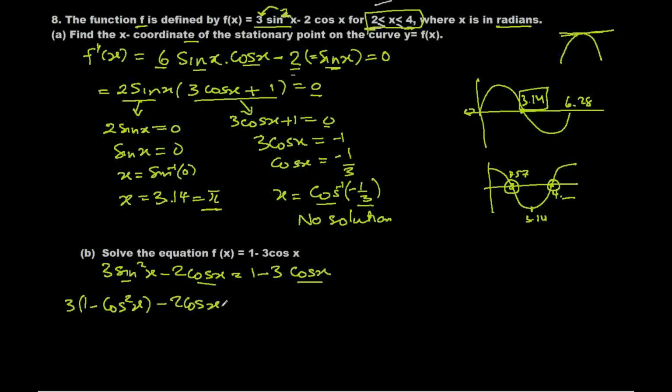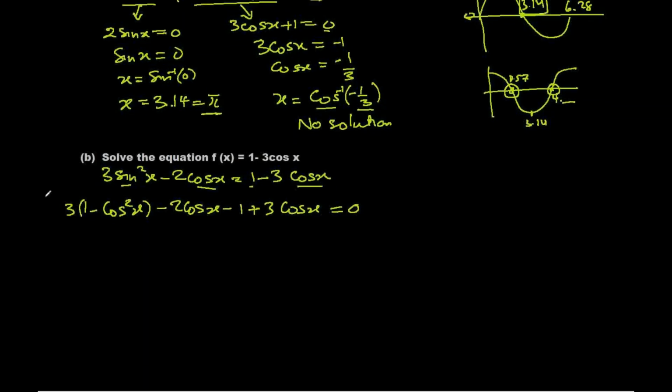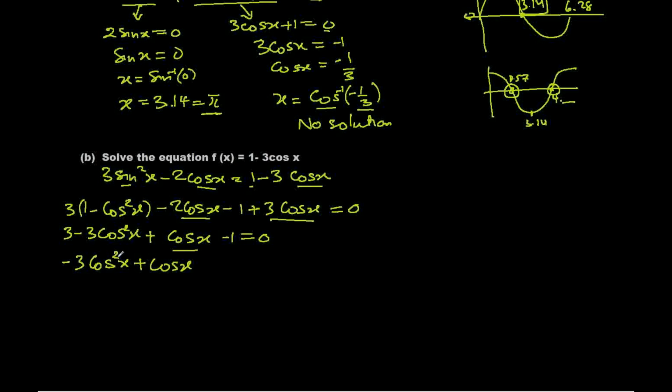Minus 2 cos x minus 1, this one, and this will be plus 3 cos x equal to 0. And let's open the brackets. It becomes 3 minus 3 cos square x minus 2 cos x plus 3 cos x, which is just plus cos x, minus 1 equal to 0. Let's rearrange this: minus 3 cos square x will be first, then cos x, and then minus 1 plus 3 will be plus 2, equal to 0. And we have to solve this.